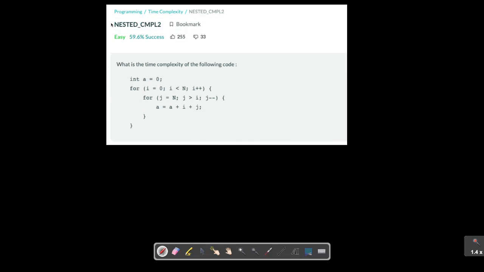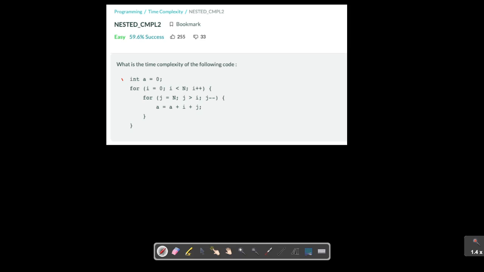Okay, so this is the third question on time complexities, basic part on InterviewBit. This is also categorized under easy section. The name of the question is nested underscore CMPL2. Let's just go through the snippet.